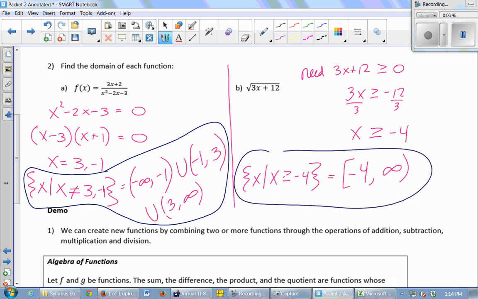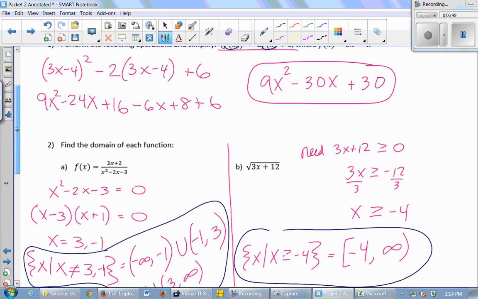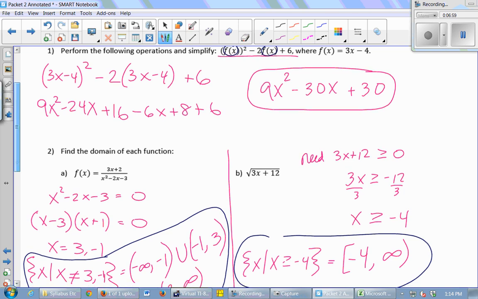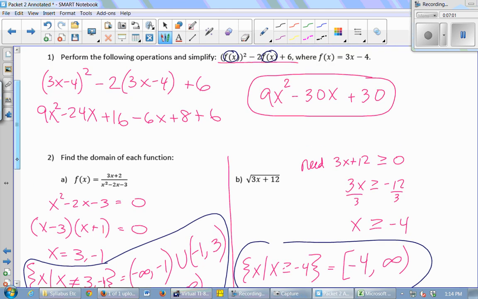9x squared minus 30x plus 30. The negative 24x and the minus 6x makes minus 30x. And then 16, 8, and 6 makes 30.